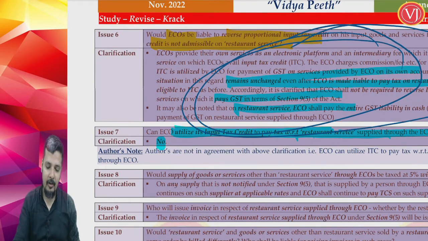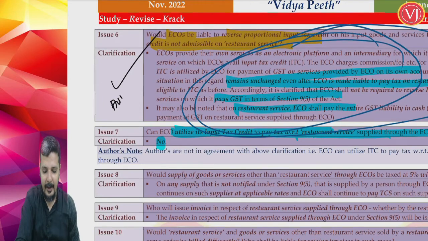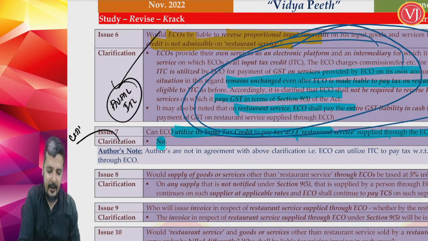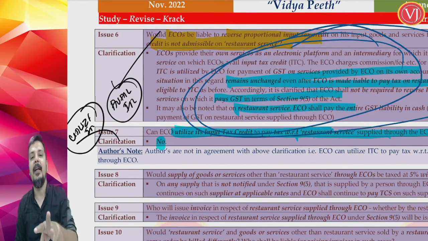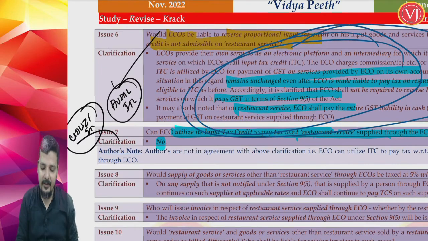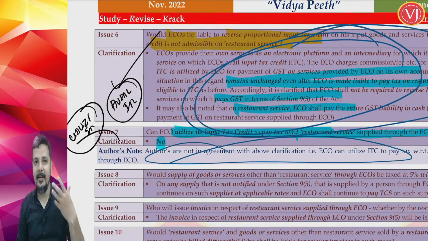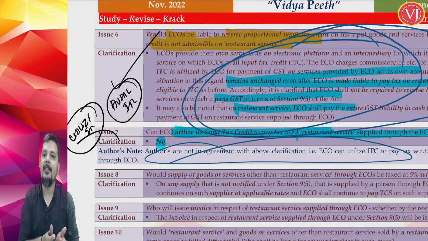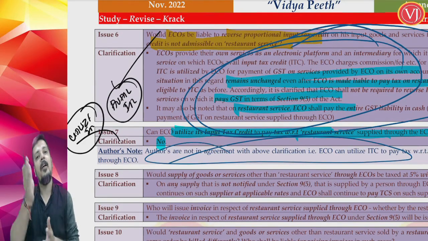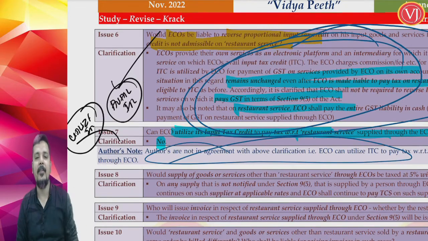So initially issue number 6, or clarification number 6, is quite logical, and it tells that ECO can avail ITC. Can it utilize ITC? It tells that it can utilize ITC, but it cannot utilize ITC for paying GST under section 9(5), which in our understanding is totally incorrect. In our understanding, ECO can take the credit that it was taking, because earlier it was paying GST on 50 rupees its supply, now it is paying GST on 500 rupees someone else's supply. So its input tax credit will remain intact.